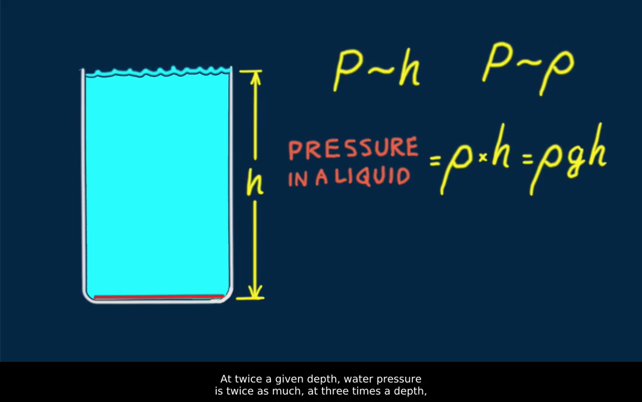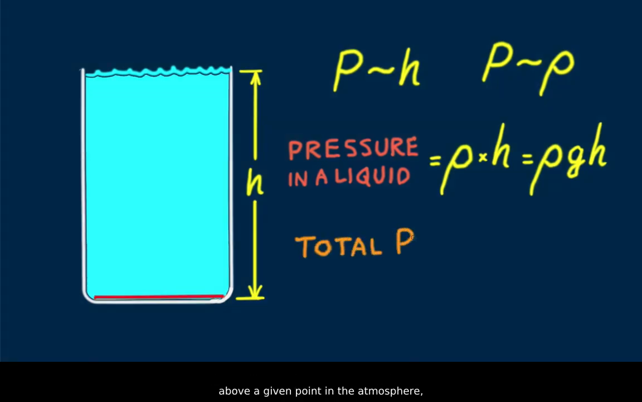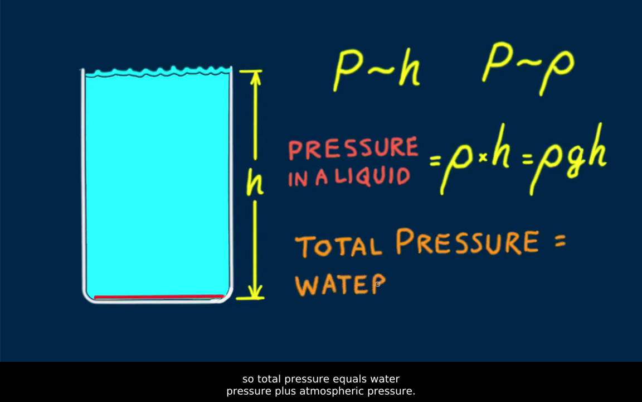At twice a given depth, water pressure is twice as much. At 3 times the depth, water pressure is 3 times as much, and so forth. Now back to the atmosphere. We live in an ocean of air, and just as pressure at the bottom of a body of water is due to the weight of water above, atmospheric pressure is due to the weight of air above a given point in the atmosphere. So total pressure equals water pressure plus atmospheric pressure.